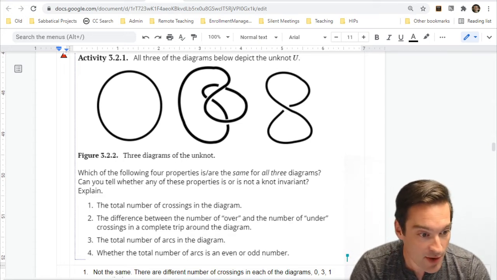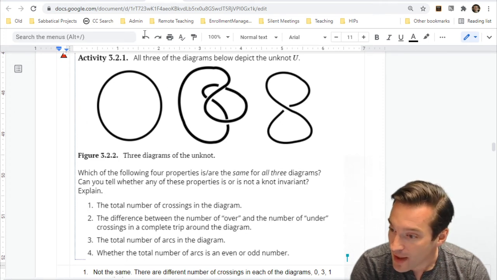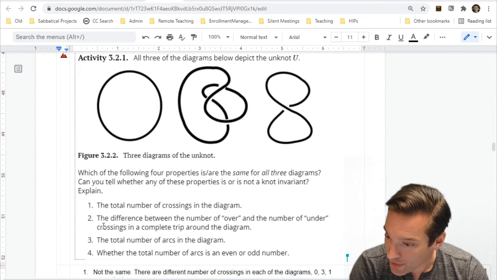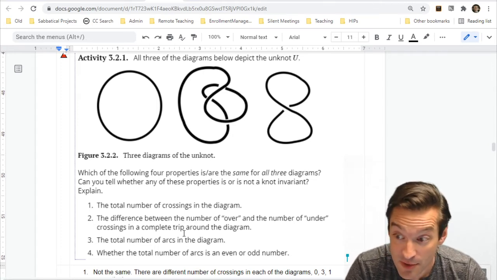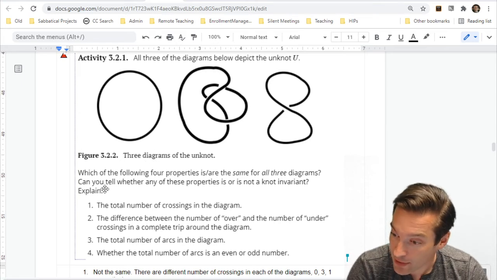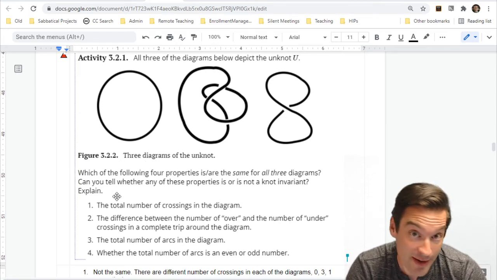When we do that process, what team 1 notices here is that when I run around the knot, the difference between the over and the under crossings for all 3 of these diagrams ends up being 0, right? On my first diagram here, I don't have any over or under crossings, so we can say we have 0 of each, and 0 minus 0 is 0.